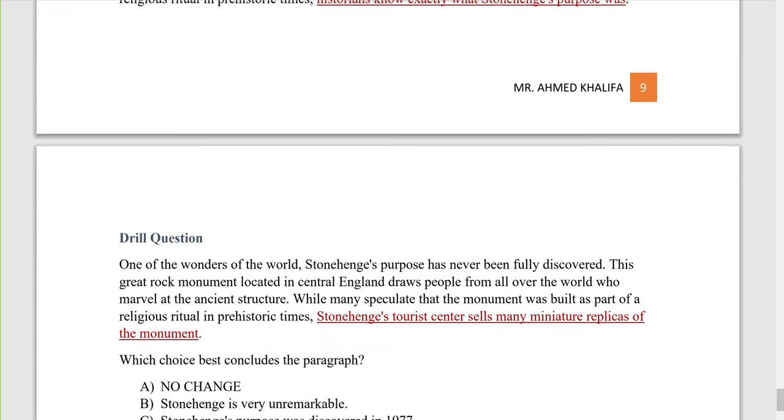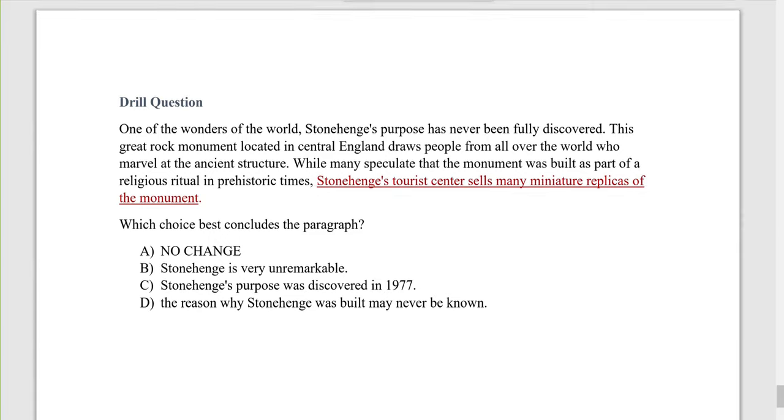Let us talk about this question, which is I think the last question that we have here, and then we'll go to the writing and language drill question. One of the wonders of the world, Stonehenge's purpose has never been fully discovered. This great rock monument located in central England draws people from all over the world who marvel at the ancient structure.